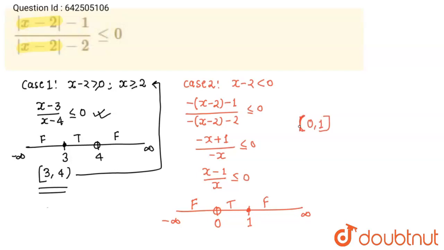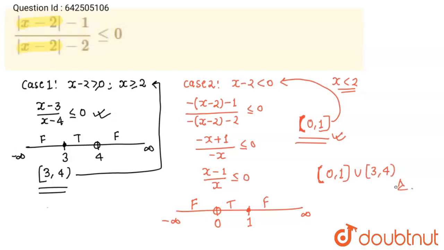Now, as we know that if we solve any question in cases, then we need to compare the answer with the case. Here the case is x minus 2 is less than 0. It also says that x is less than 2. So the answer should be less than 2. And you can see that every number between 0 and 1 is less than 2. So this is our other answer. So the answer is open 0 to 1 close, union, close 3 to 4 open. And this is our final answer. Thank you.